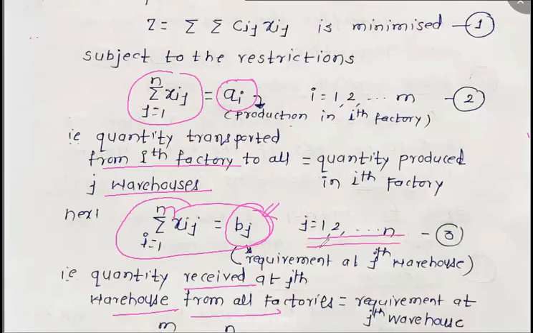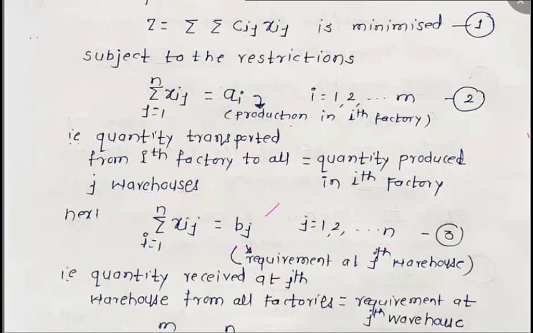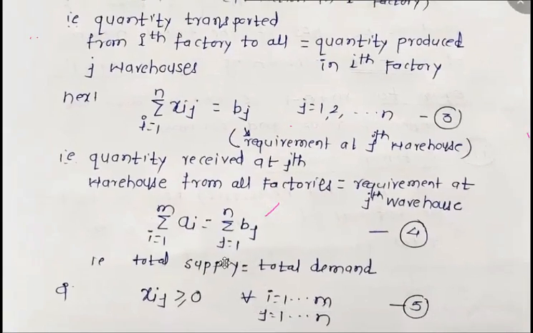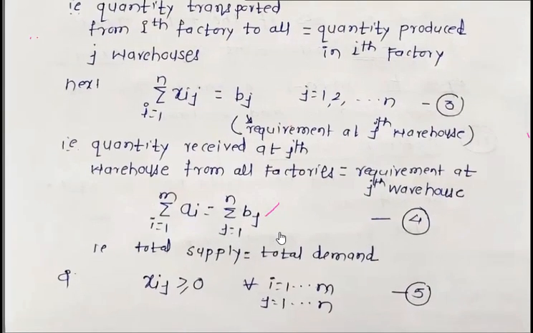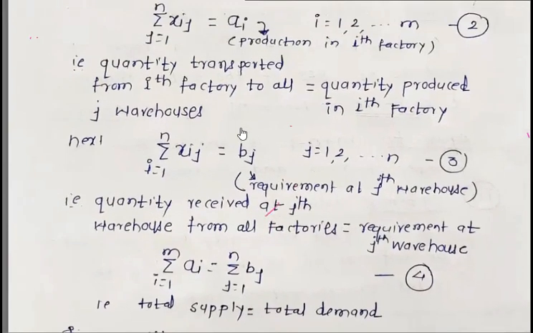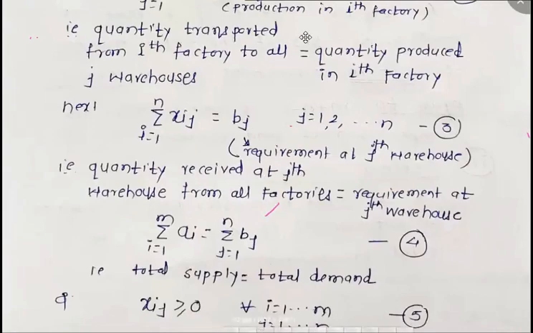And how many warehouses are there? There are n warehouses. And the next restriction is that the total supply available is equal to the total demand. Whatever is produced at m factories is the same as the requirement at the n warehouses. And the last is that all values of xij are non-negative, that is, the quantity transported from the ith factory to the jth warehouse is always a non-negative quantity, i equal to 1 to m, j equal to 1 to n. So this is how mathematically the transportation problem is described.